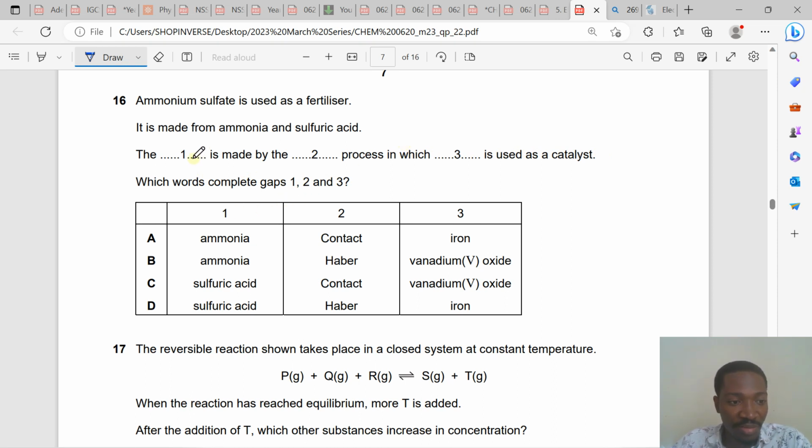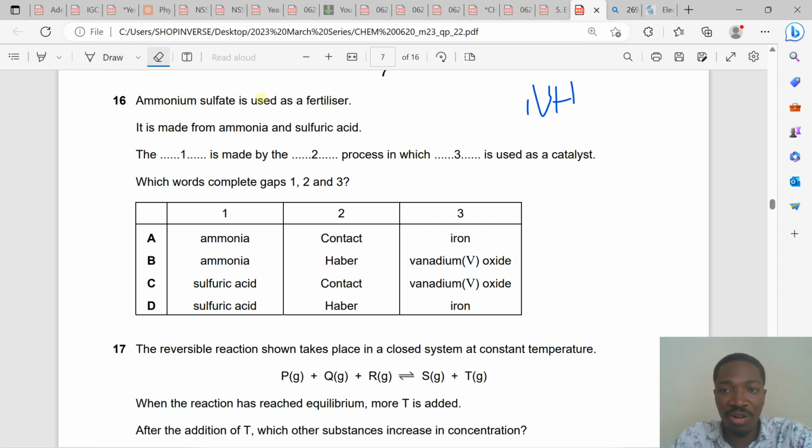Let's see. What do you have here? The ammonia is made by which process? Is it here? No, that's not good enough. The ammonia in which a blank is used as a catalyst. Do you have the catalyst? So we have to study the production of ammonia here. What are the stages in the production of ammonia, NH3? Ammonium sulfate, sorry.